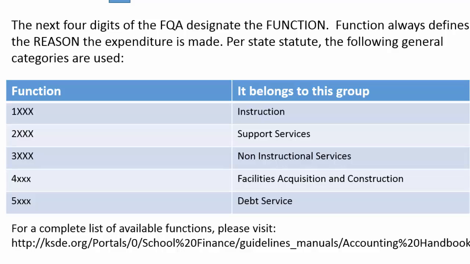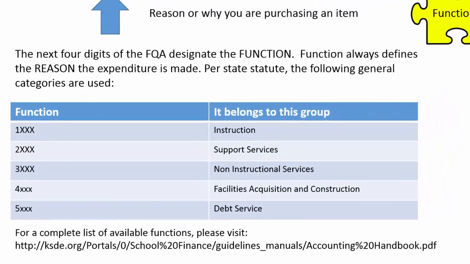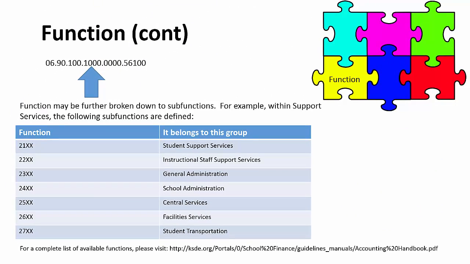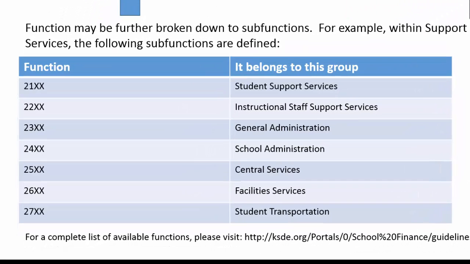Any function starting with 2 represents support services. That may include student support, instructional support, general administration, support services, etc. 3s are non-instructional functions. For example, food service may fall in there. Facility acquisition and constructions always have functions that start with 4, and debt service functions always start with 5. Within the function, there may be further subfunctions. For example, within support services, the following subfunctions are defined.